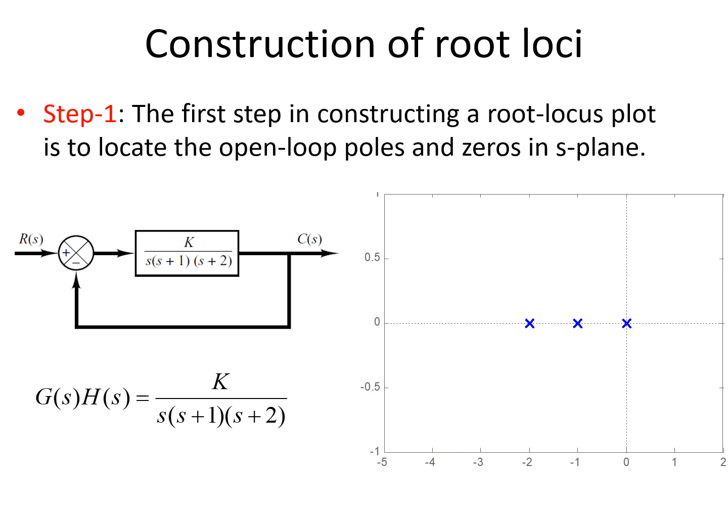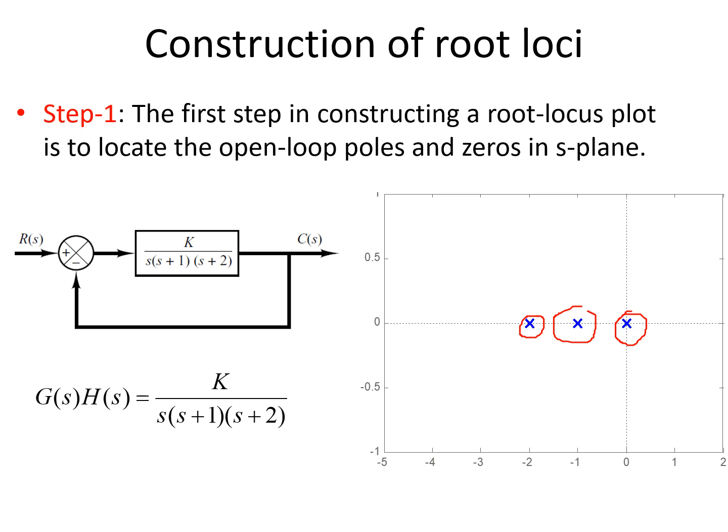It indicates that you do not have any zero. There are three poles: one at s equal to 0, another at s equal to minus 1, and one more at s equal to minus 2, which is shown here in the diagram. We mark the poles with the cross symbol. So this is the first step.